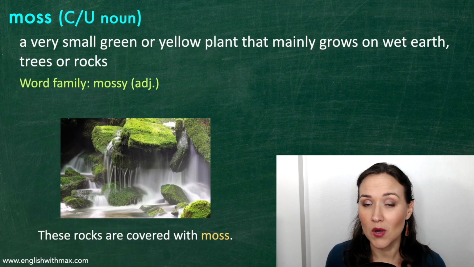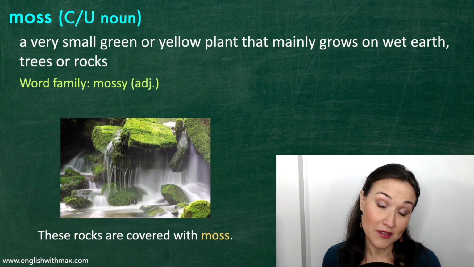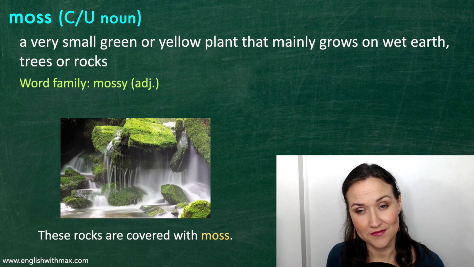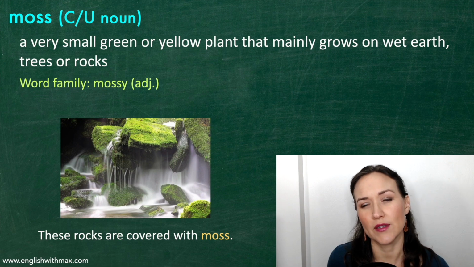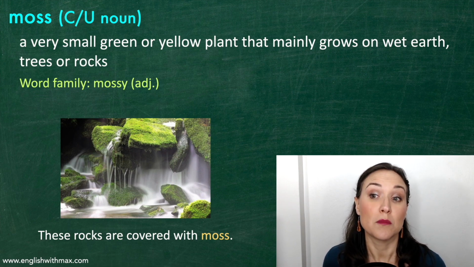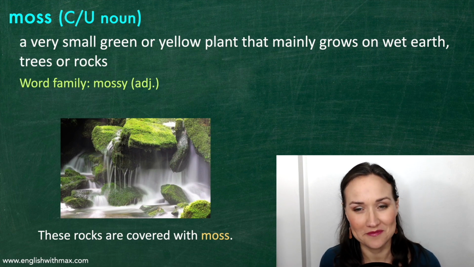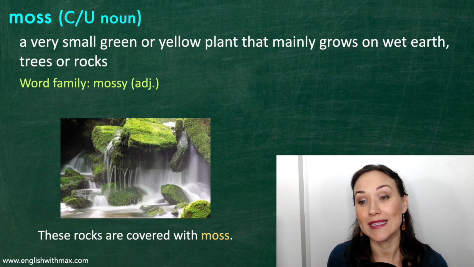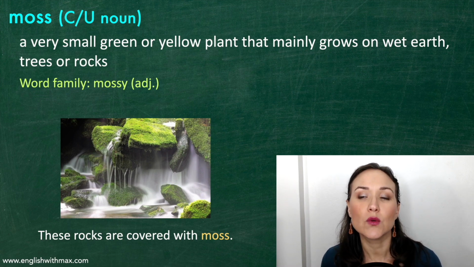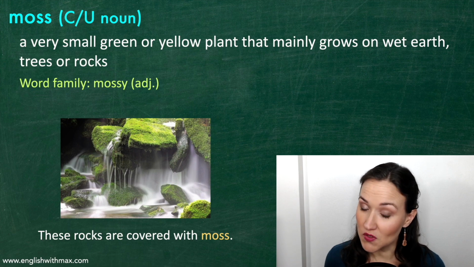The next word is moss. Moss. It is a countable and an uncountable noun. It's normally uncountable, but you can say, for example, different types of mosses. So, yes, it can be countable as well. Moss is a very small green or yellow plant that mainly grows on wet earth, trees, or rocks. The adjective is mossy.